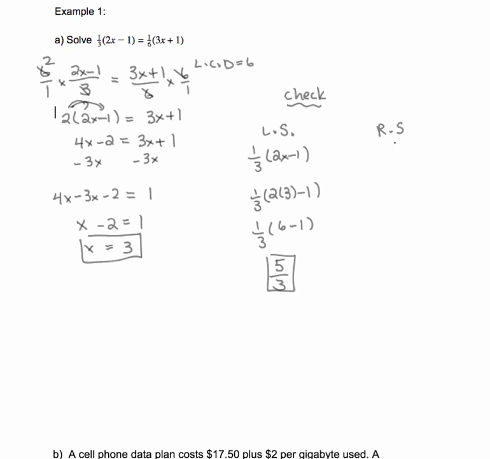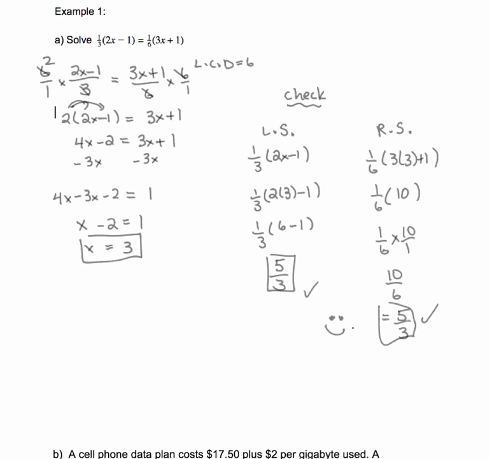So we're going to take our 3 and substitute it into the variable there. 3 times 3 plus 1, so 1 over 6. This is going to make 9 plus 1, which is 10, leaving me with 1 over 6 times 10 over 1, which will be 10 over 6, which reduces down to 5 over 3. So these two sides are equal, meaning we are happy.